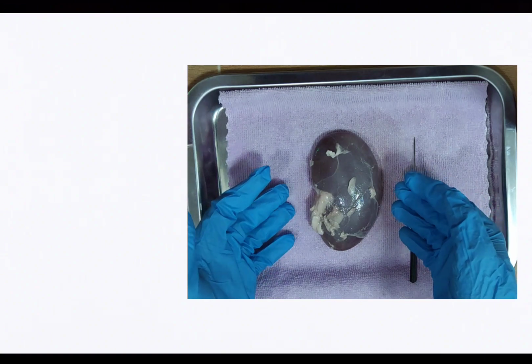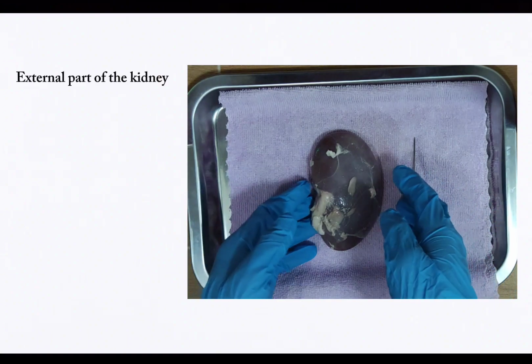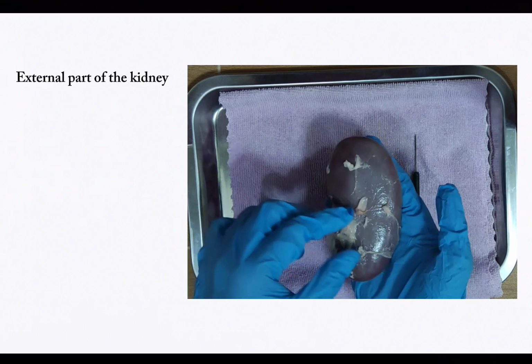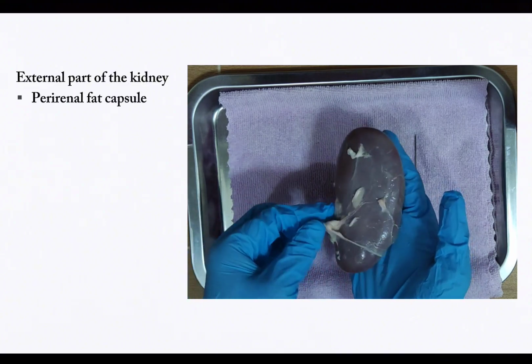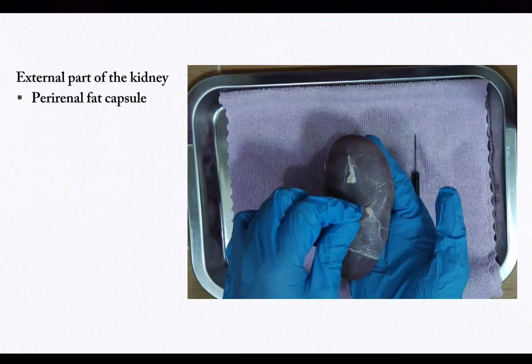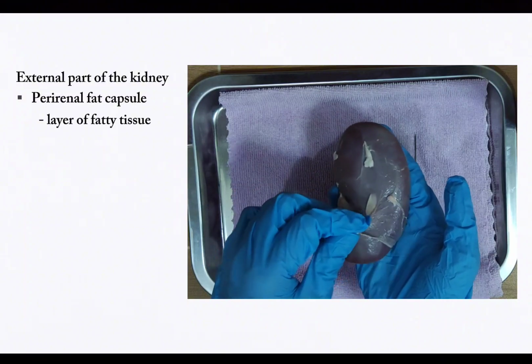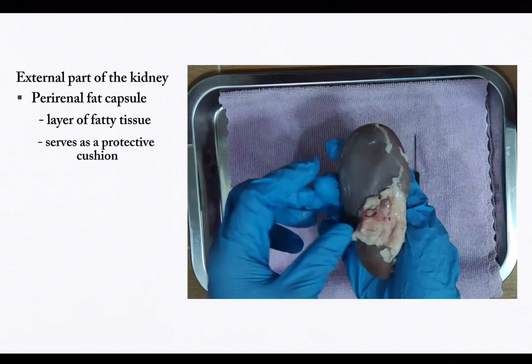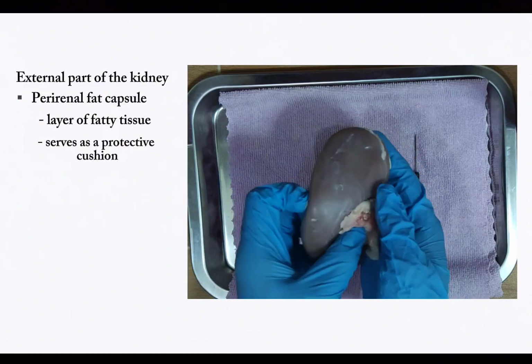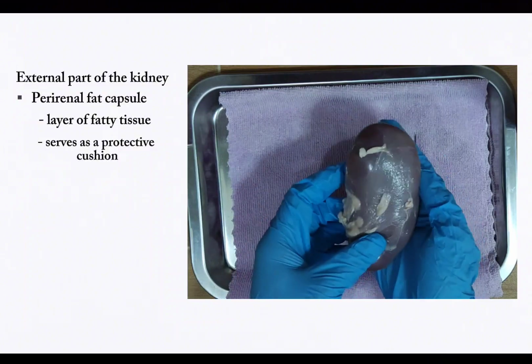Let us first examine the external part of the kidney. The kidney is covered in this yellow-white fibrous layer called the perirenal fat capsule. It is also known as the renal adipose capsule, a layer of fatty tissue that surrounds the kidneys. It serves as a protective cushion for the kidneys, helping to isolate and support them within the abdominal cavity.